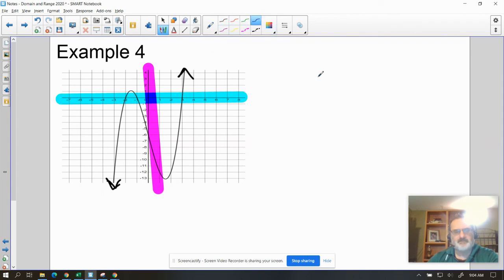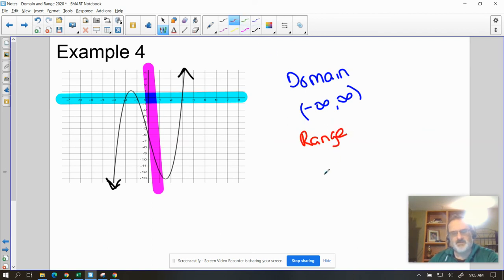The domain is all real, or negative infinity to infinity, whereas the range is all real, also negative infinity to infinity.